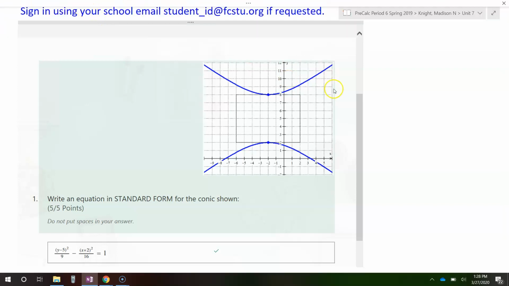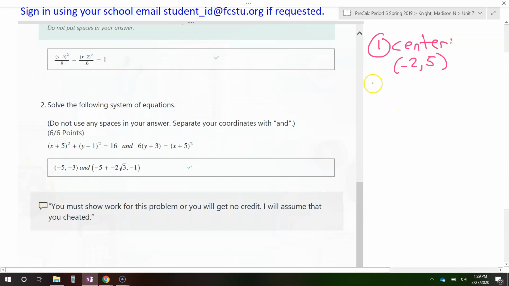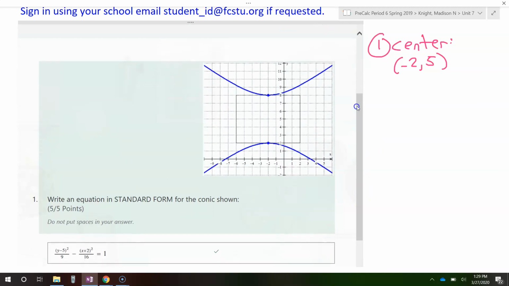So problem number one is pretty easy. You see that this is a vertical hyperbola. The most important thing is to identify what the center is. The center appears to be right here at the point -2, 5. So the center is -2, 5. Notice how we write our work on the side of the document. When you take your actual test, this is what you will do. You'll scroll around in the test itself, looking at the questions, but off to the side, you will neatly number your work. Having said that, there's not a lot of work to show for problem number one.